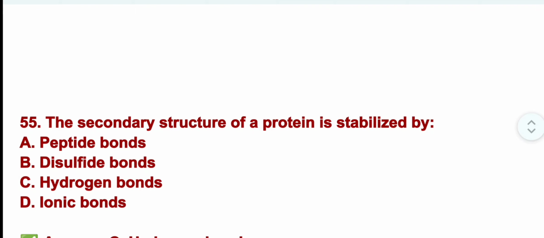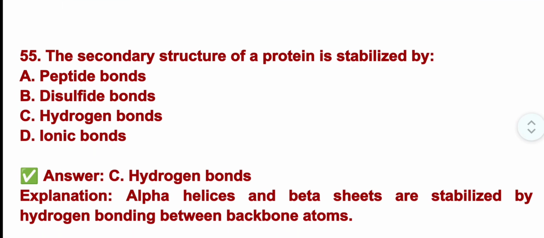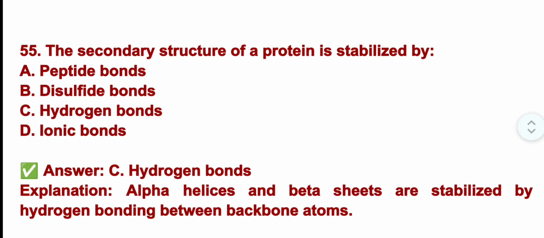Question number 55. The secondary structure of protein is stabilized by. The correct option is option C. Hydrogen bonds. Alpha helix and beta sheets are stabilized by hydrogen bonding between backbone atoms.